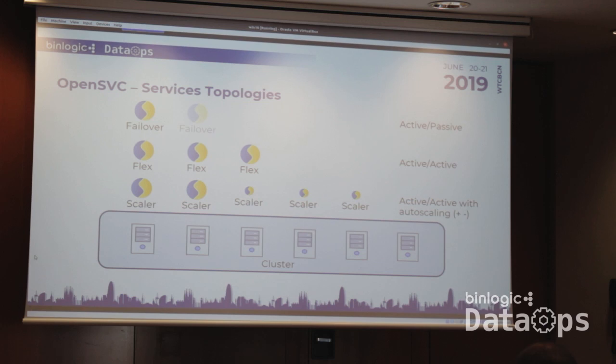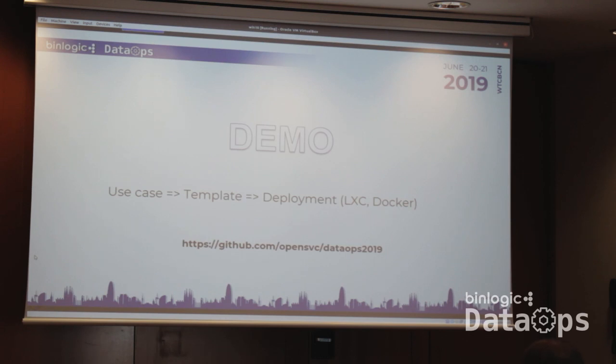A few words about service topology support in the cluster. Classical is for active-passive cluster. Flex is the service we call it when using active-active instances. And we have a more modern service which is called scaler, where you just give a target. I want at least 2 instances, and I can scale up to 10 instances. And you have facility to trigger the auto-scaling of the application. That's all for the OpenSVC introduction.